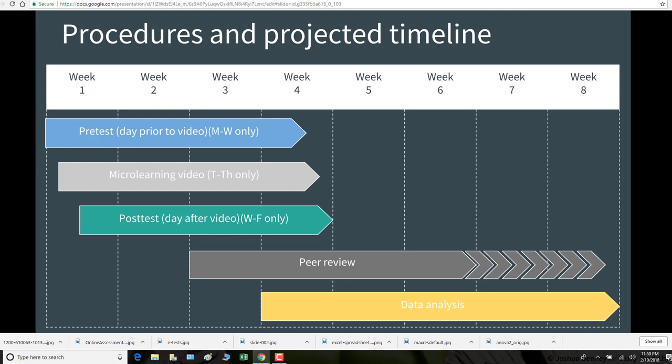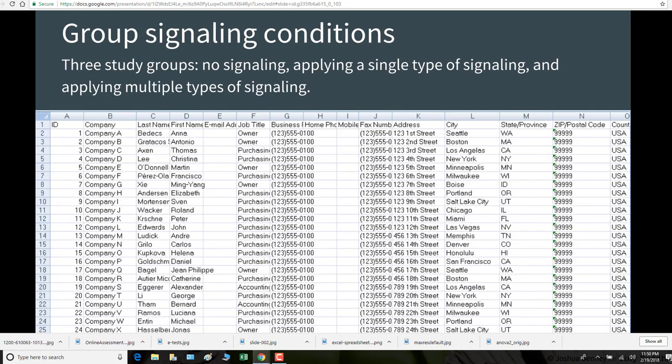Pre-tests will be given Monday through Wednesday only, as they must be given the day prior to video viewing. Microlearning videos will be viewed Tuesday through Thursday only. Post-tests will be given Wednesday through Friday only, as they must be taken the day after the video. The test data will be reviewed and analyzed. Findings will be presented and interpreted. And to increase the authenticity and accuracy of the study's findings, colleagues or peers will review the process, findings as they develop, and interpretations.